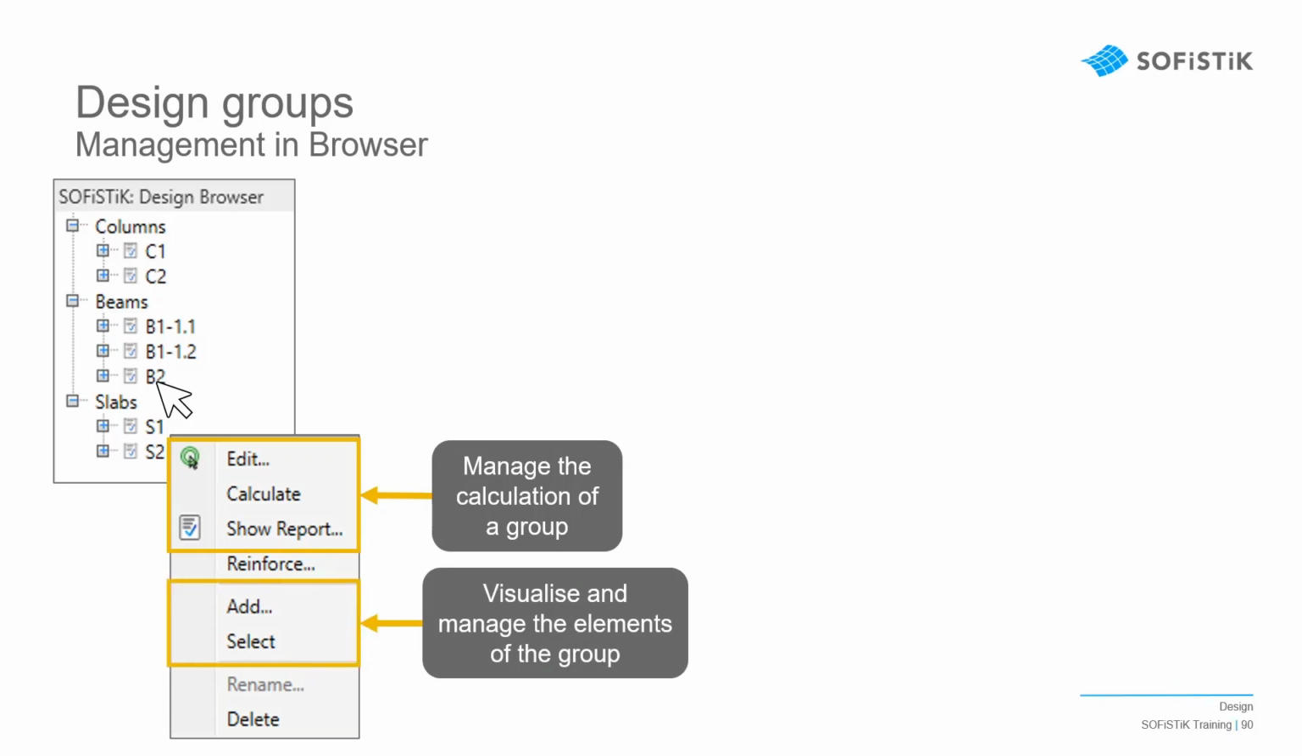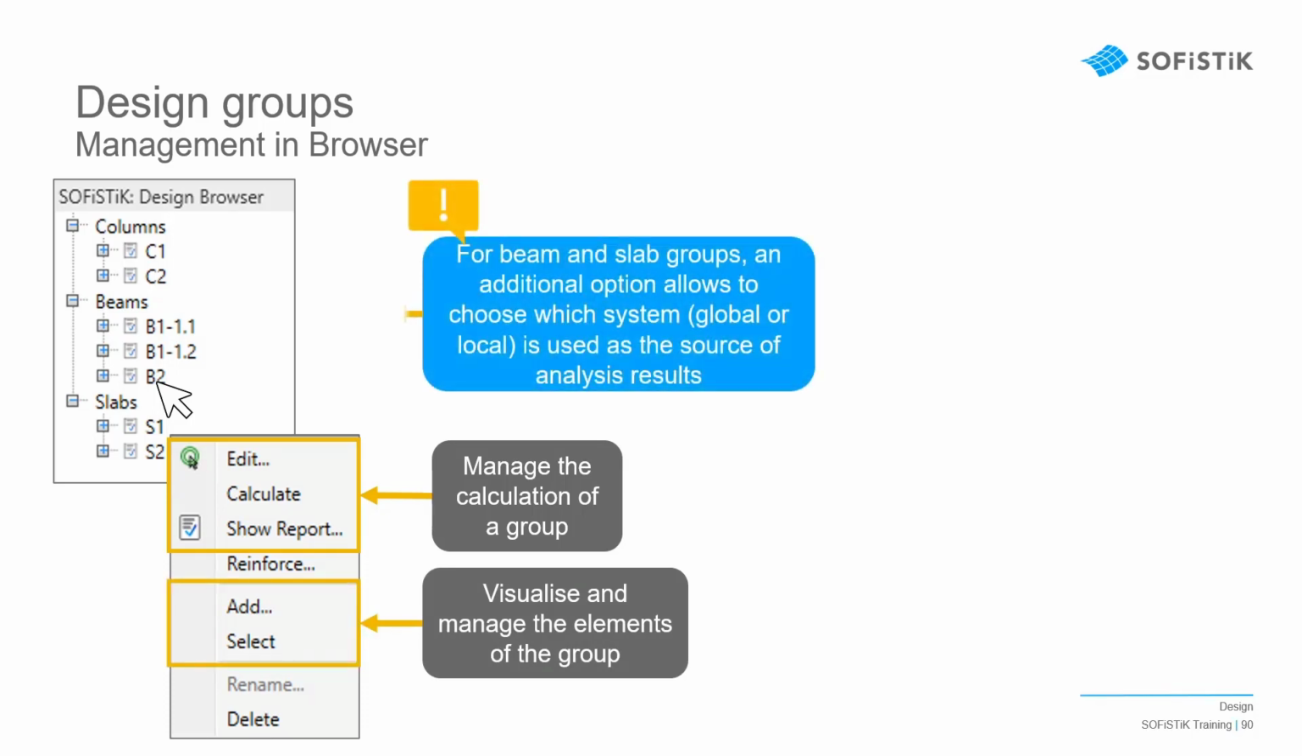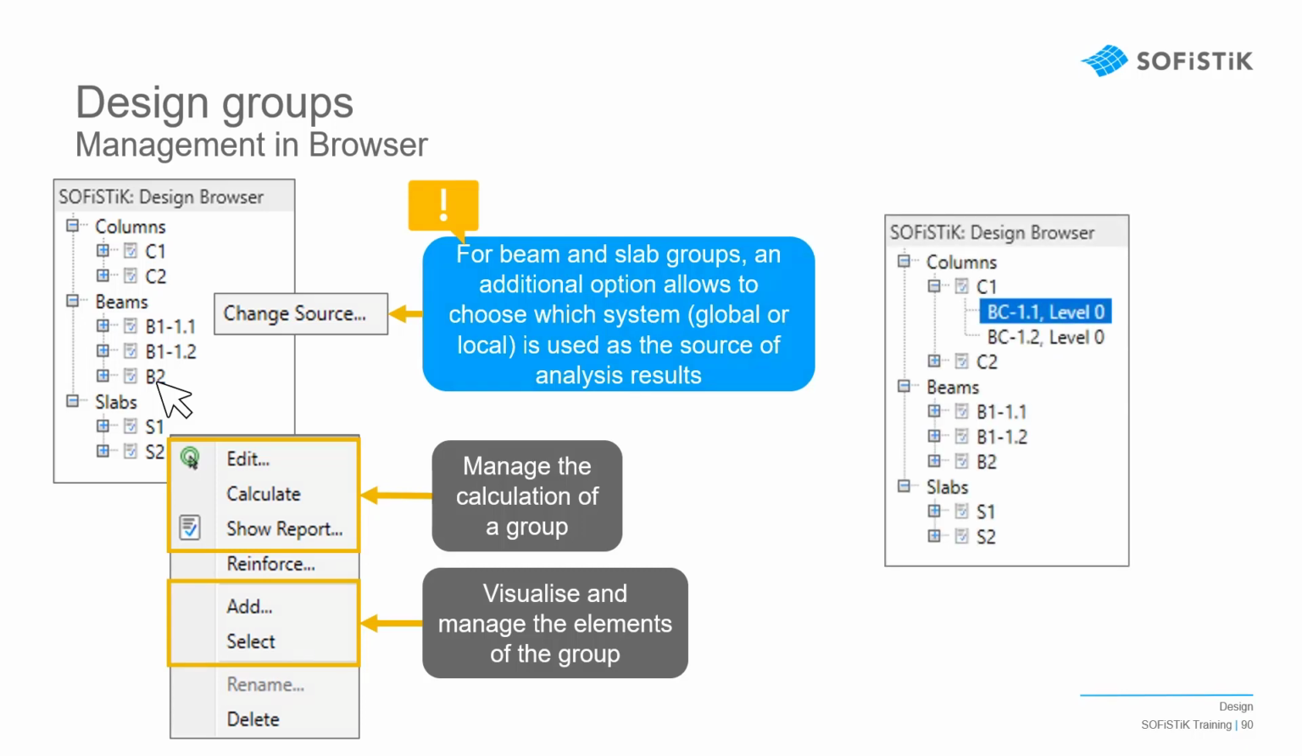As you may have several subsystems in your project, you can also choose which one will be used as the source of results for the design. By default, it will be the system in which you were when you created the group. You can also visualize each element in a group and change its allocation.